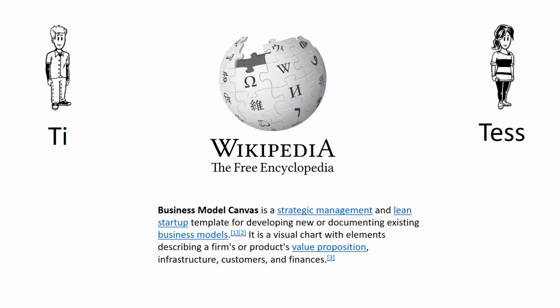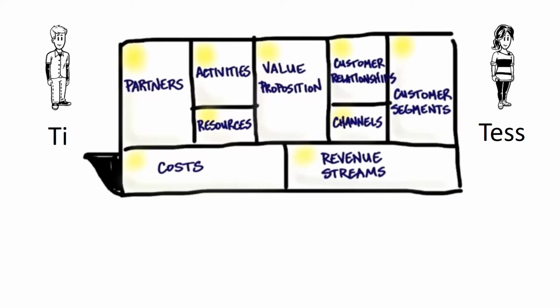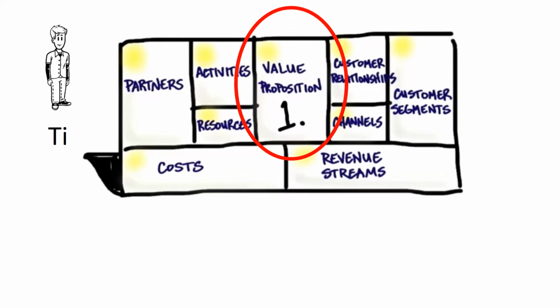Wikipedia says, the Business Model Canvas is a strategic management and lean startup template for developing new or documenting existing business models. It is a visual chart with elements describing a firm's or product's value proposition, infrastructure, customers, and finances. What? This was not enough, you want something to read. Okay, here we go. We're going to cover value proposition.